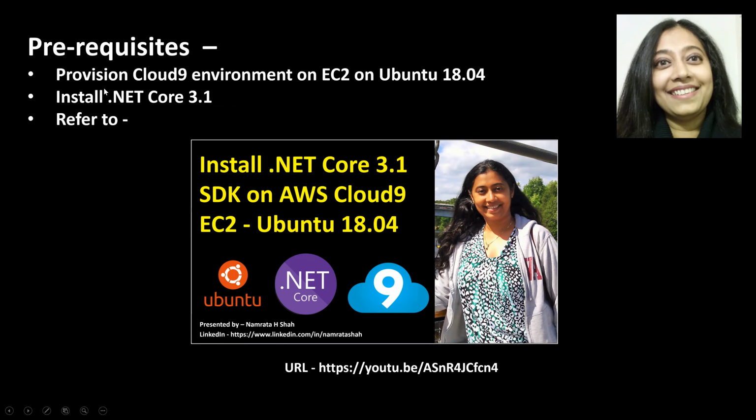Prerequisites for this particular tutorial: you need to provision a Cloud 9 environment on an EC2 instance having Ubuntu 18.04 installed on it. After you have provisioned your instance, go ahead and install .NET Core 3.1. I had created a video a few days back demoing this entire process. Please refer to this video and complete these two steps. The URL to that particular video is right here at the bottom.